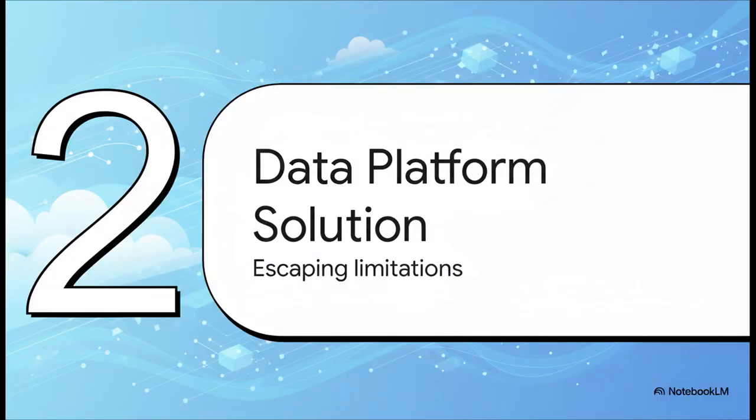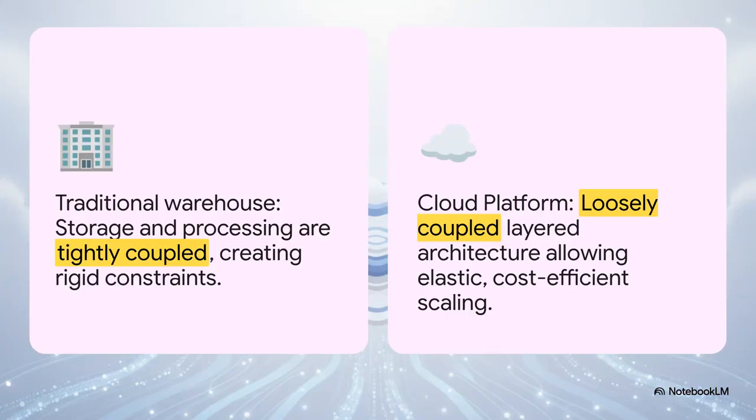Moving on to Section 2, the data platform solution. Let's talk about escaping the limitations of traditional architecture. So here is the fundamental shift. Traditional data warehouses tightly couple storage and processing. If you want to store more data, you're usually forced to buy more processing power, which creates rigid constraints and, frankly, very high costs. But the cloud data platform introduces a loosely coupled, layered architecture.